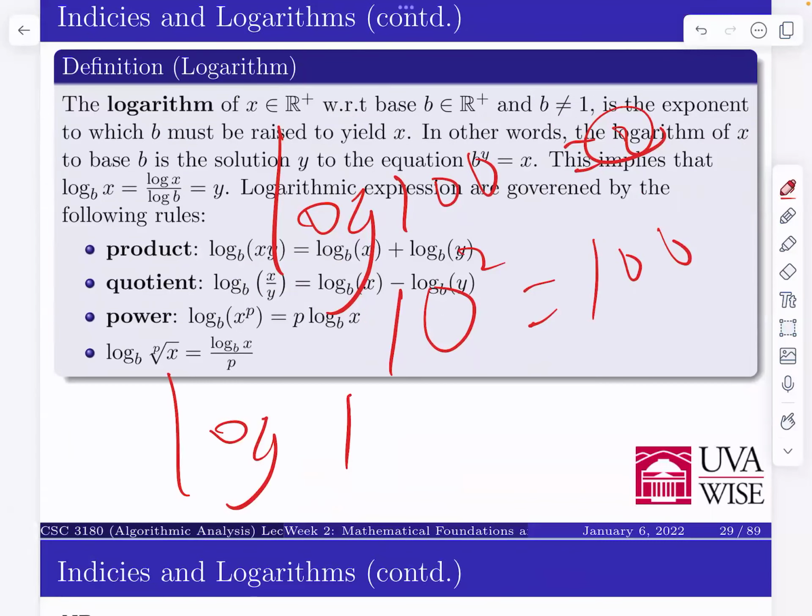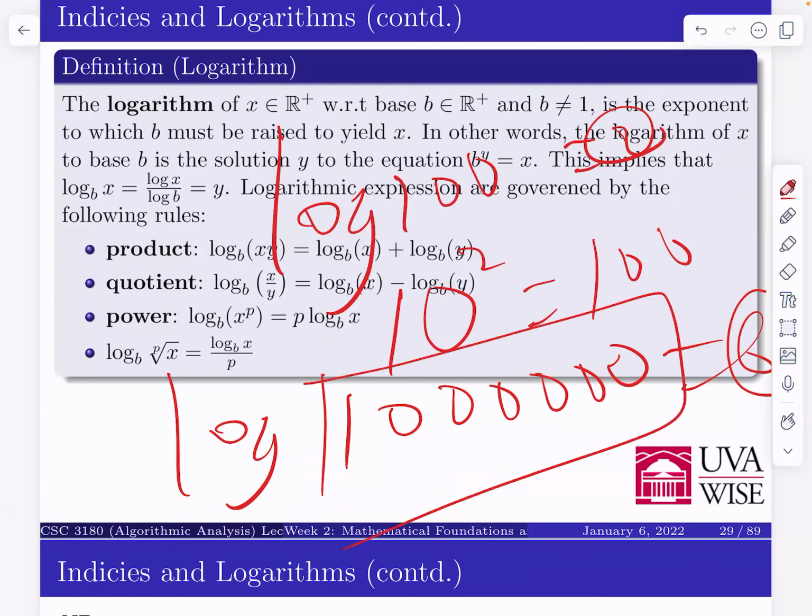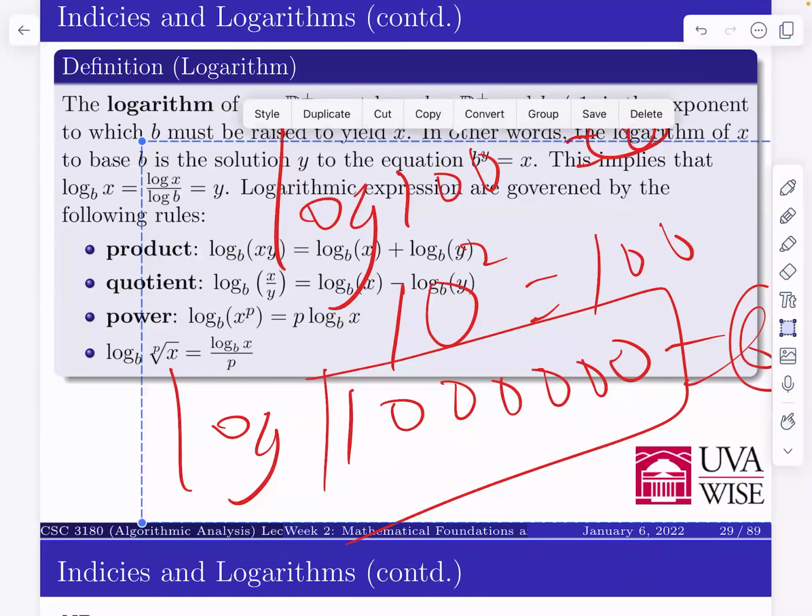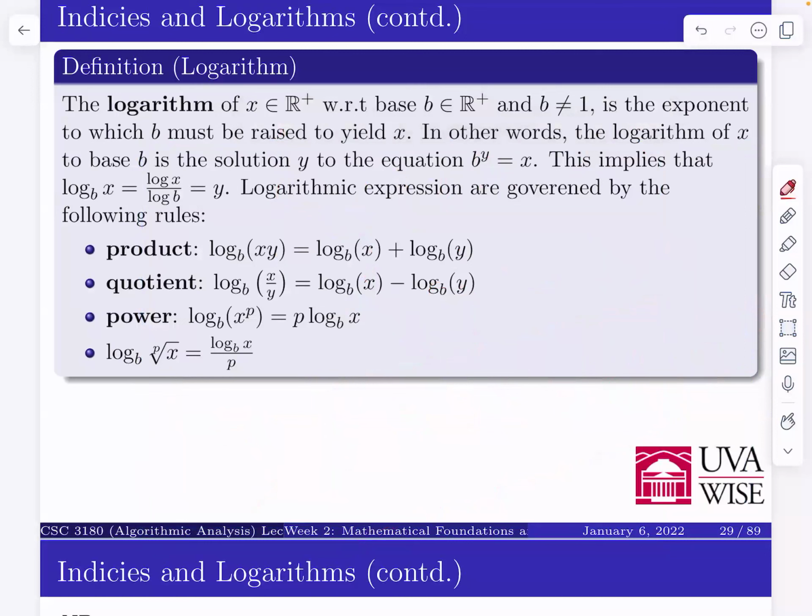Log of 1 million will give you 6. So on a log scale, 1 million is represented as what? Number 6. So you see that logarithm is useful for scaling down numbers to make sure big numbers are represented as a small number. But you have to put a legend, log scale, on your graph.